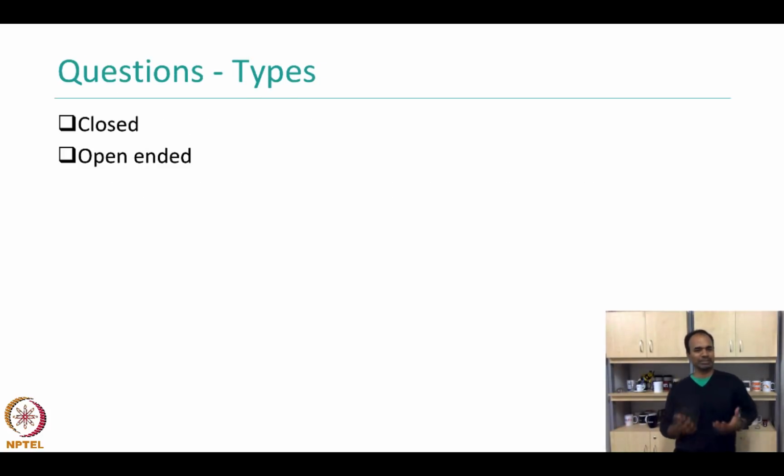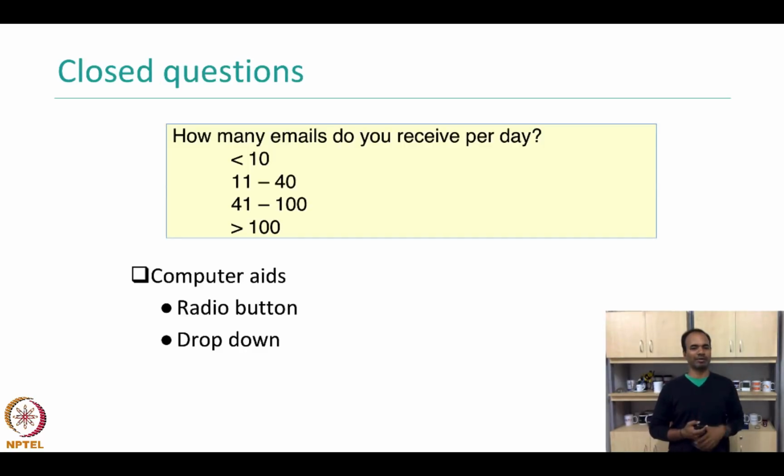Okay, some types of questions. I have some examples later in the slide deck to give you an idea of how you can create questions. Question types: closed ones and open ones. Closed questions, for example: how many emails do you receive? All these questions I've used in my studies in the past, so they're real examples of what I've actually used. How many emails do you receive per day? Less than 10, 11 to 40, 41 to 100, greater than 100.